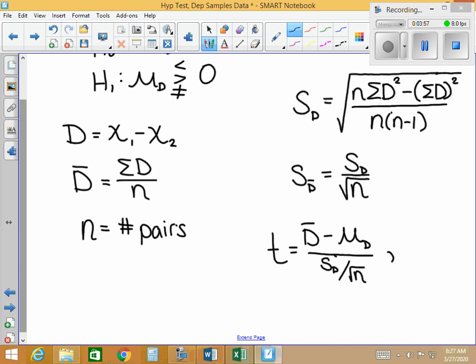Our degrees of freedom in this section are still n minus 1. And again, when we had samples that had different sizes, we picked the smaller of the two. But here we have paired data, a one-to-one ratio. So n is n for both situations.